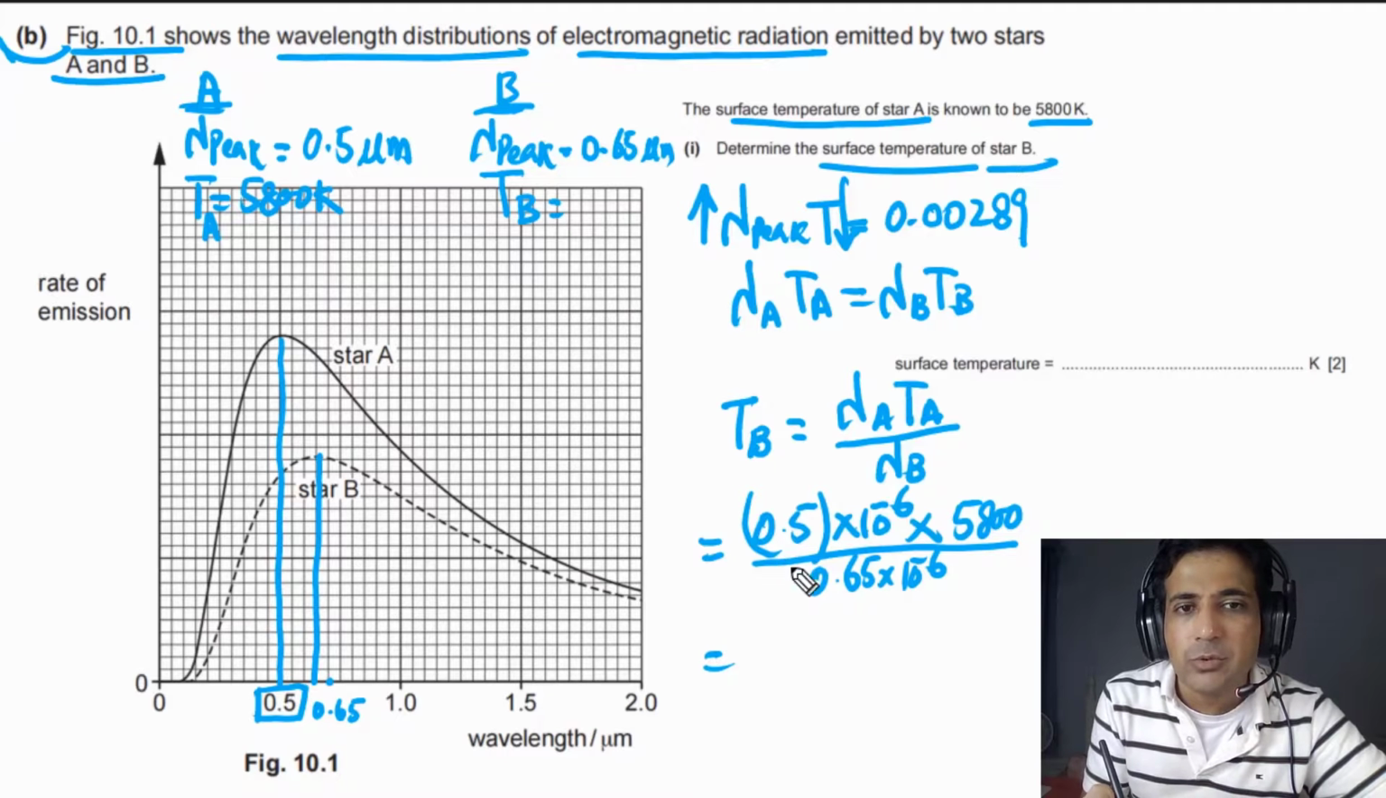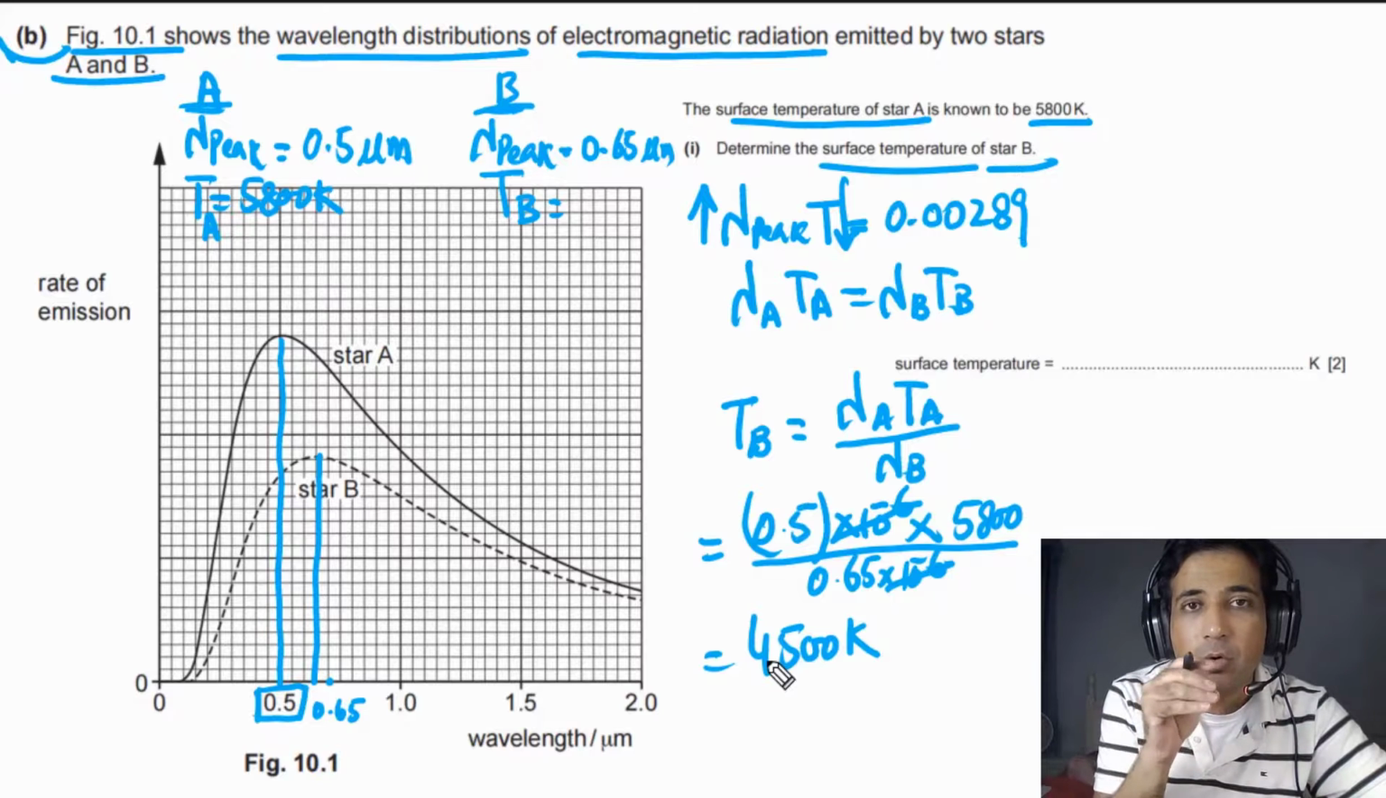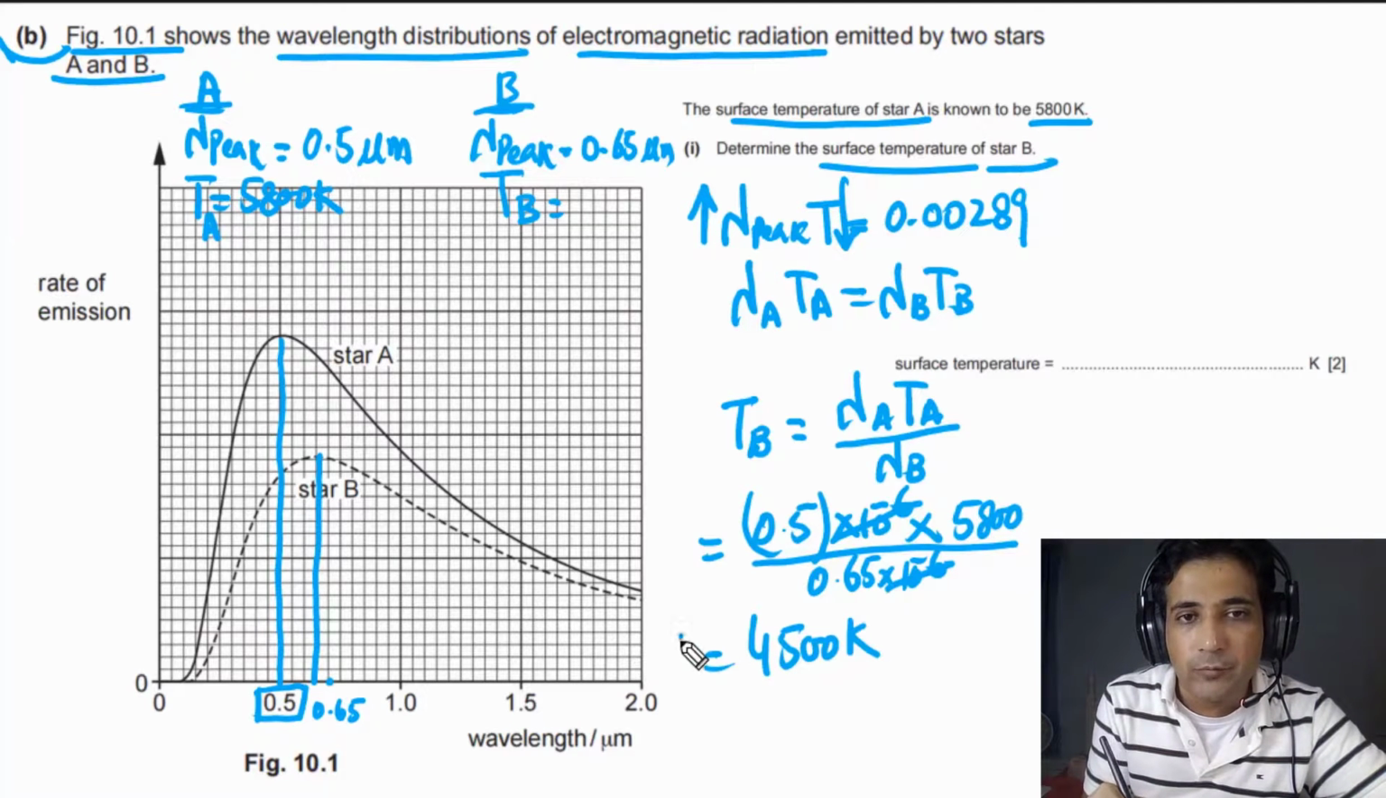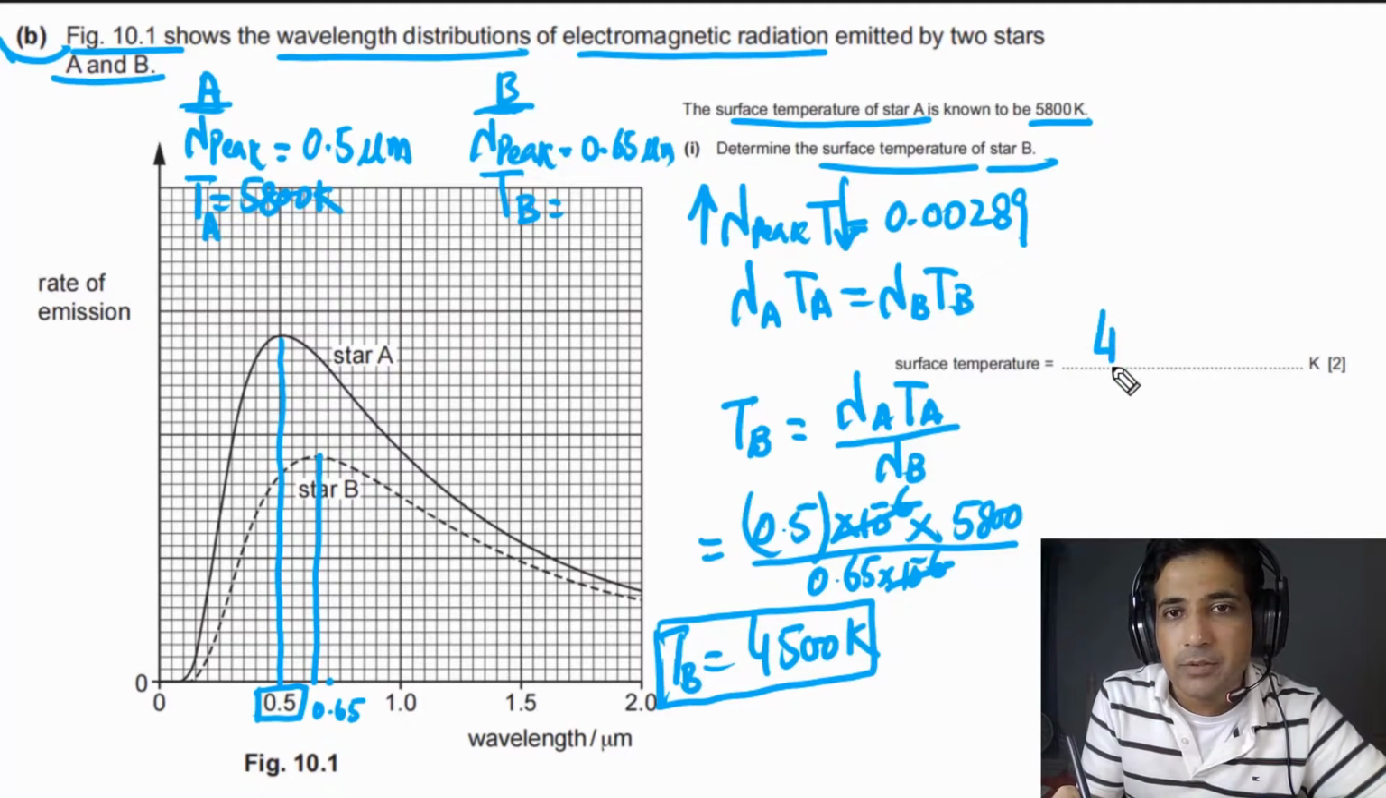In this case, you don't need to convert this wavelength into meters because these units will be cancelled. So we can cancel this one with this. Now if we simplify this, our final answer has to be equal to 4500 Kelvin, and this is the surface temperature of star B. So our final answer for this question is 4500. This is the surface temperature, 4500.